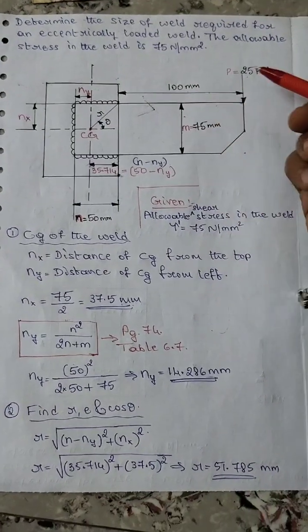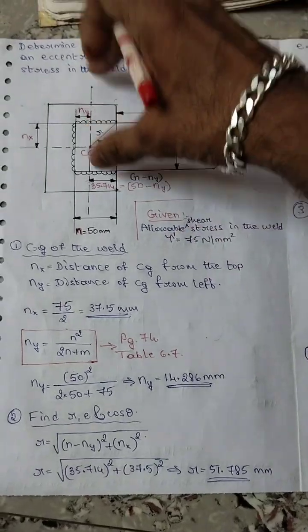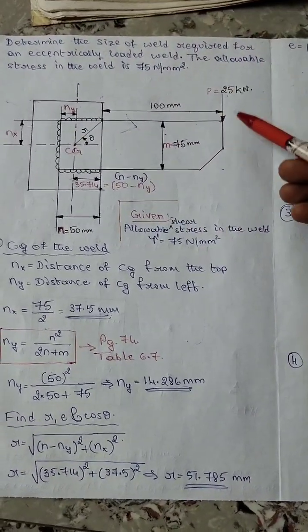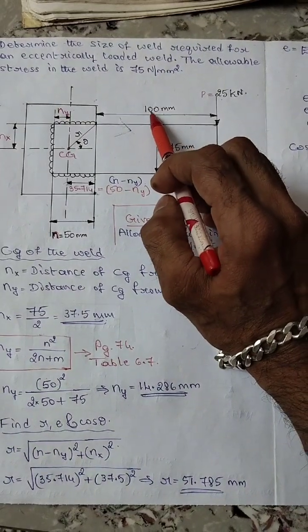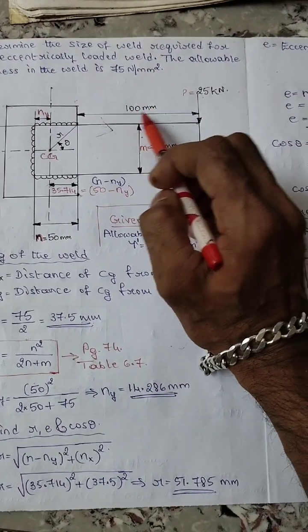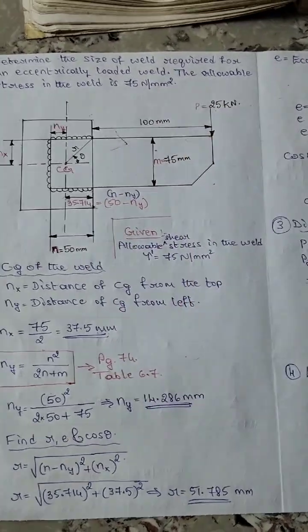Hello friends, today I am solving a problem from design of welded joint. So this is the sketch which will be given on your question paper. Here I have used a black ink pen to write the values given on your question paper. So these are the black ink numbers.